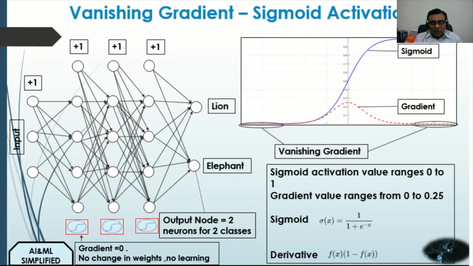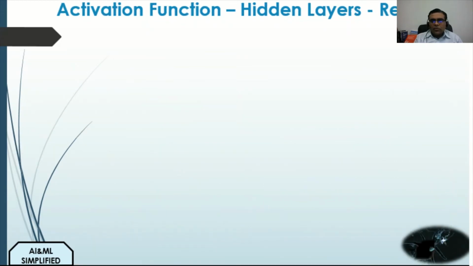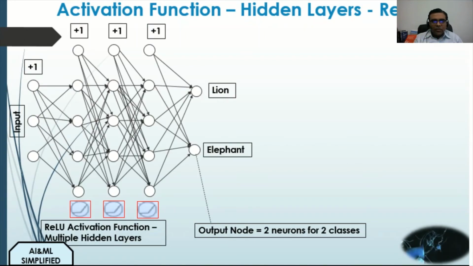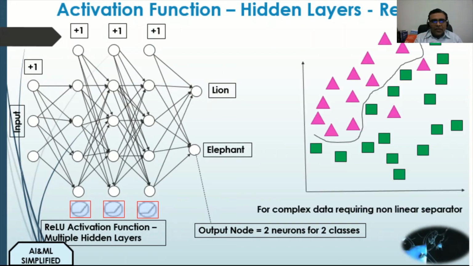So how do we solve this problem of vanishing gradient? A commonly used solution is to apply a different activation function. A commonly used activation function is ReLU, which is also known as rectified linear unit. In this example, we have applied the ReLU transformation to all the three layers of the network, and if we see visually as well, the separator is even more non-linear, and it is able to segregate the two classes in a much better manner.